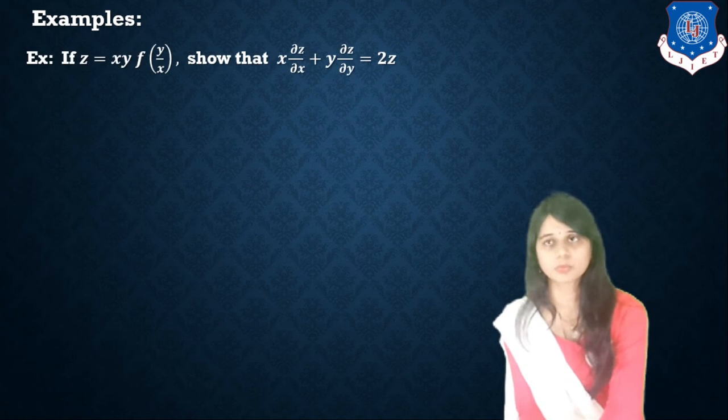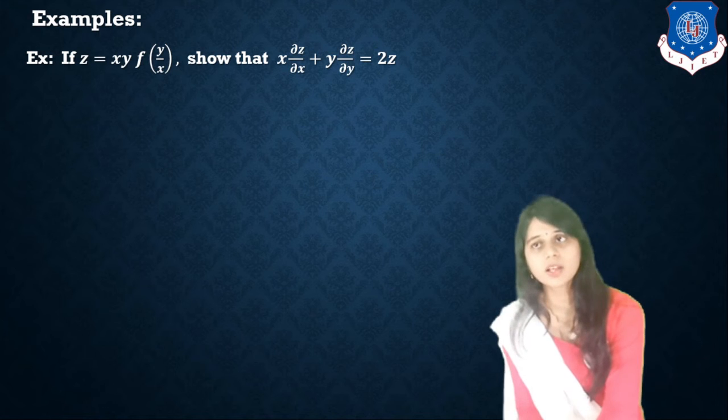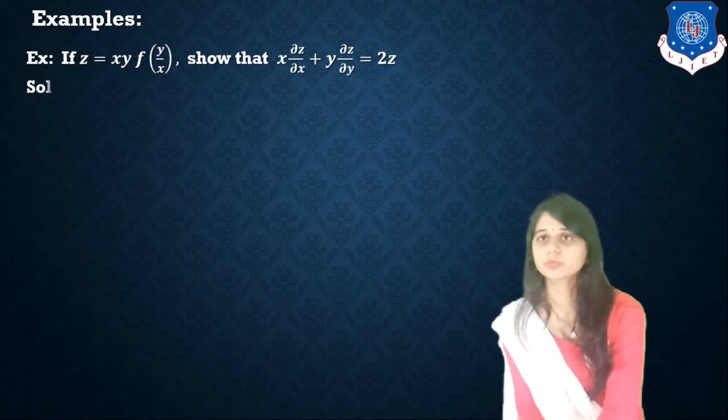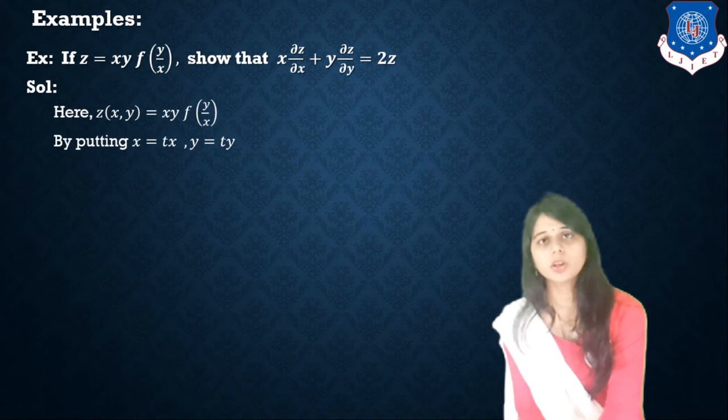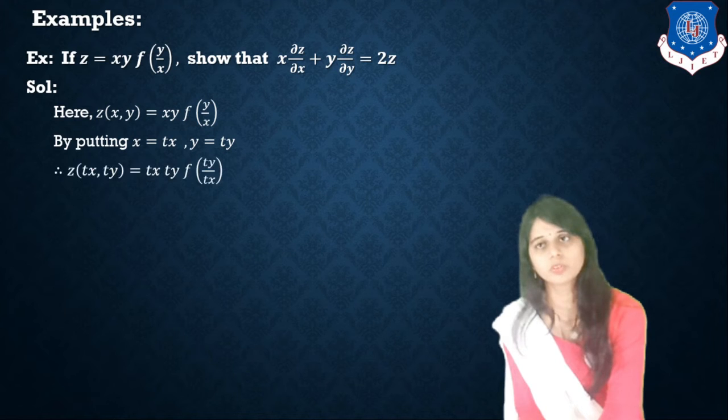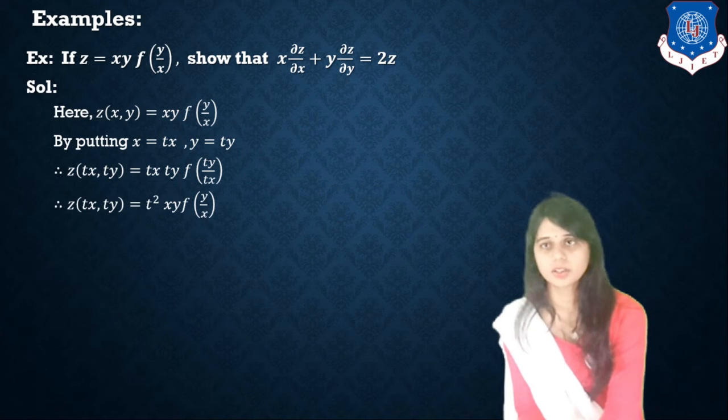Now we are taking an example. If z equals xy f of y by x, then show that x del z by del x plus y del z by del y equals 2z. Here z equals xy f of y by x. Putting x equal to tx, y equal to ty, we get z of tx, ty equals tx, ty f of ty by tx. So we get z of tx, ty equals t square xy f of y by x.